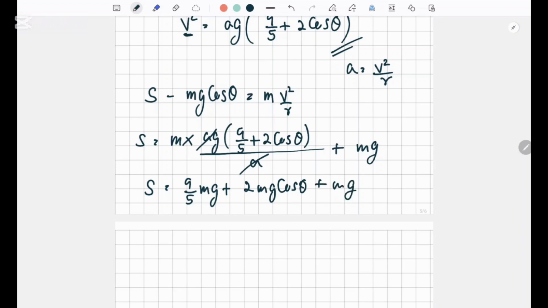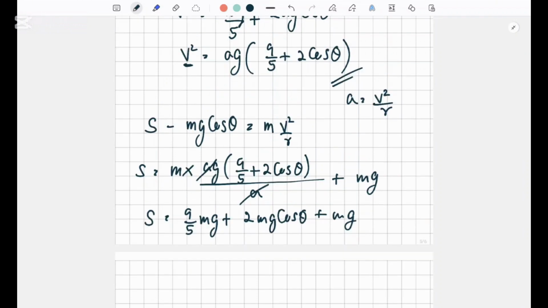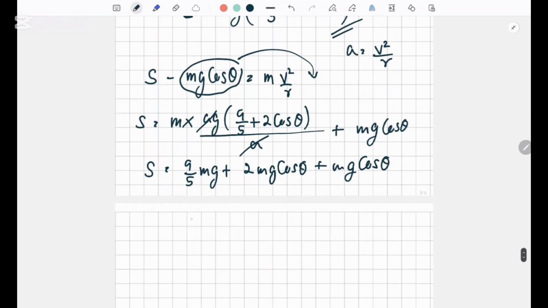So now you got to use your calculator because we got to add 9 over 5 and 1. Oh, I'm sorry, I think I made a mistake. When I take mg cos theta onto this side, it becomes mg cos theta, right? I just forgot to put cos theta. Okay, so now you can add it up with S equals 9 over 5 mg plus 3 mg cos theta.